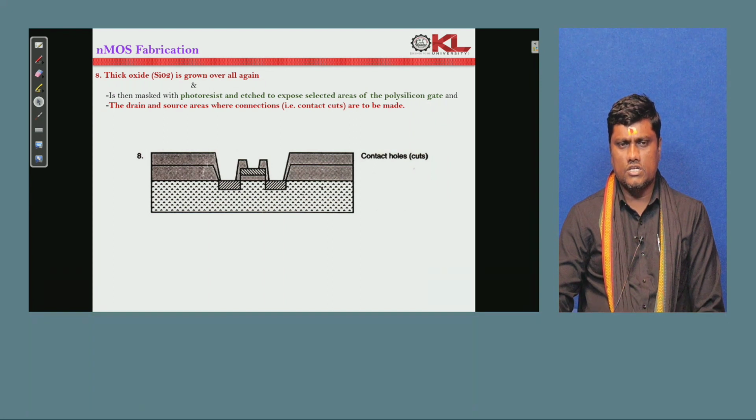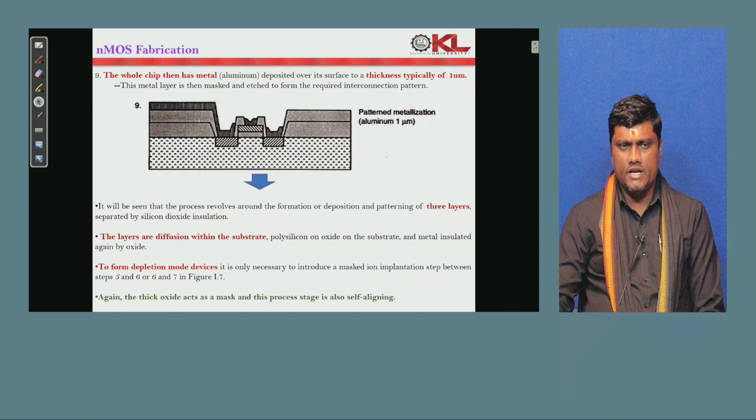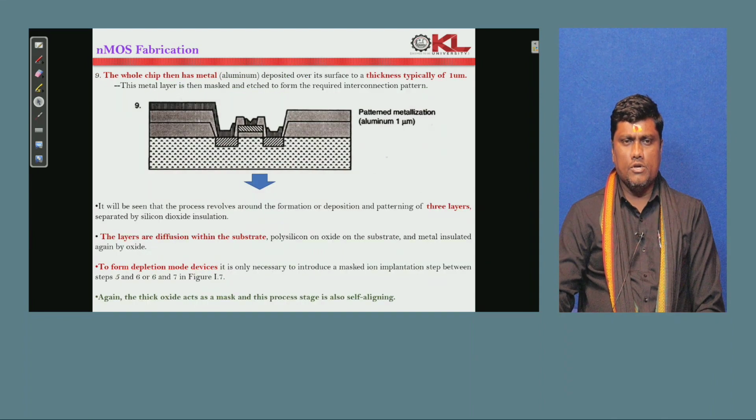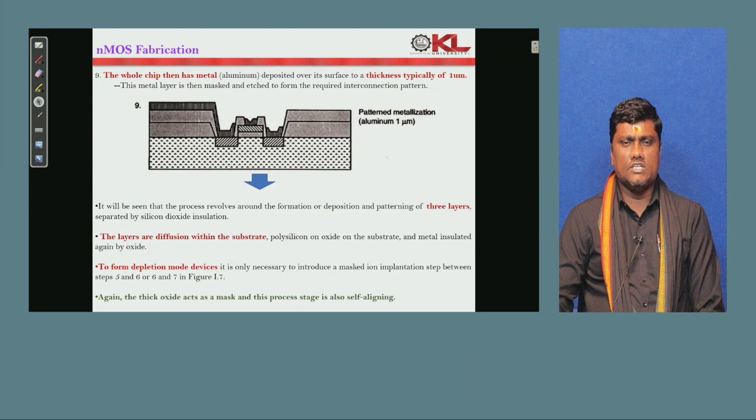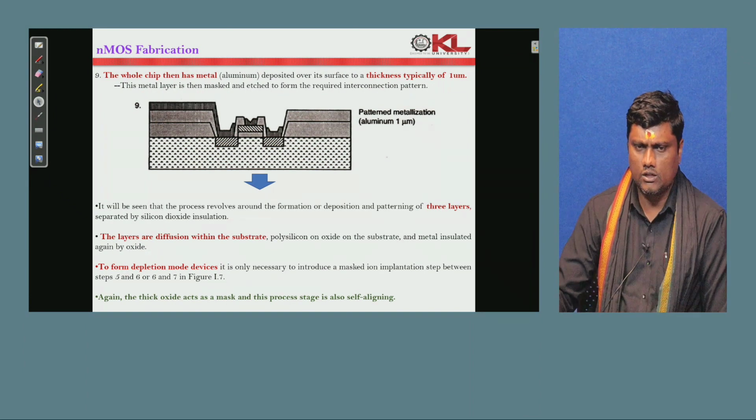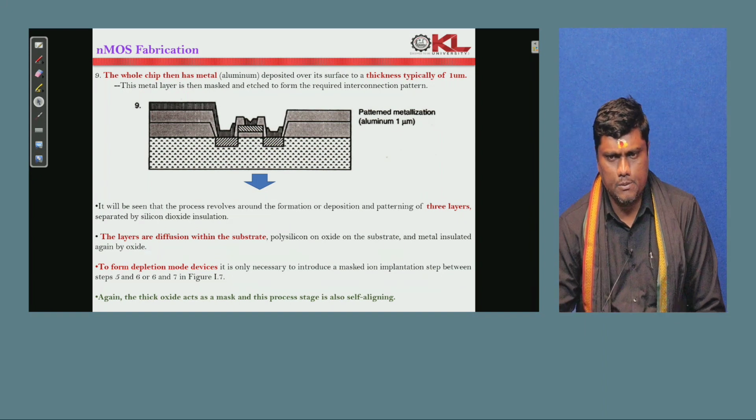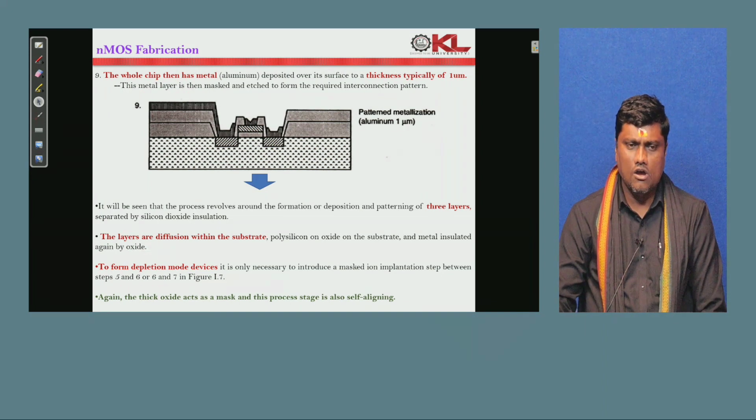The drain and the source areas are connected, based on the contact cuts to be made, and the whole chip has to be metallized with aluminum, with a surface thickness typically of 1 micrometer. Then the interconnection patterns can be formed. The layers are diffused with the substrate, and the polysilicon oxide on the substrate, with the metal insulated again by oxide, to form the depletion mode devices.